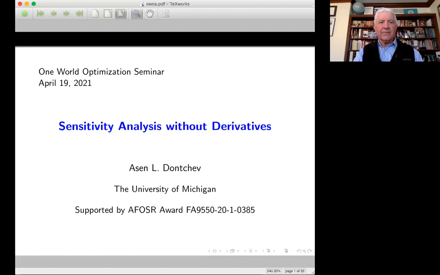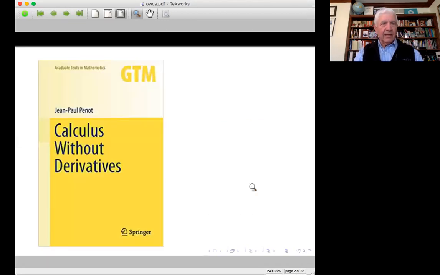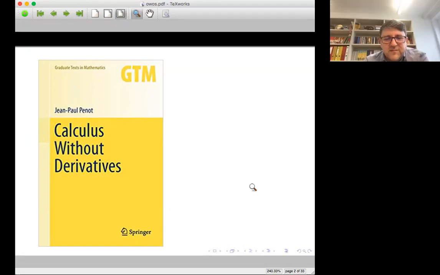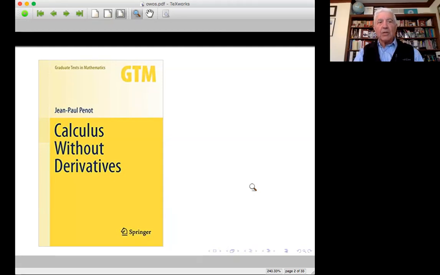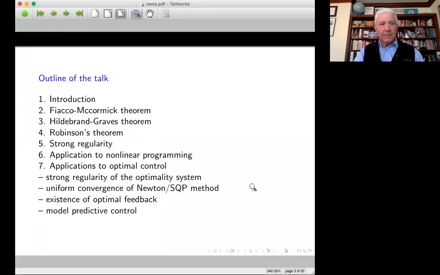I'll be talking about sensitivity analysis without derivatives, and I immediately would like to mention that I plagiarized the title from the book of Jean-Paul Penot, which actually is a very nice book, and I would recommend it to everybody who is interested in generalized derivatives. But it's not true that in the book there are no derivatives. It's full of derivatives, but they're not the usual ones. They're generalized derivatives. But anyway, I'm not going to be talking about generalized derivatives in this talk.